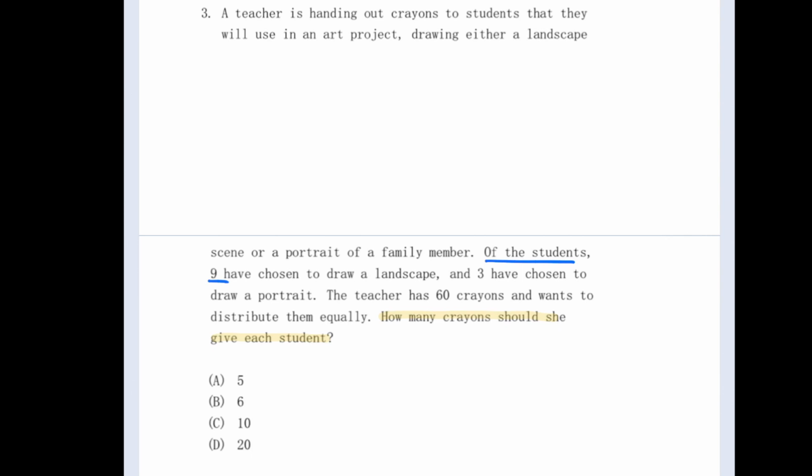Okay, so first we want to identify the number of students. So 9 of the students are going to draw a landscape and 3 are going to draw portraits. So we have 12 students. We know that the teacher has 60 crayons, so we're going to divide 60 by 12 and we're going to get 5. So that is the answer, 5 crayons, so it is A.